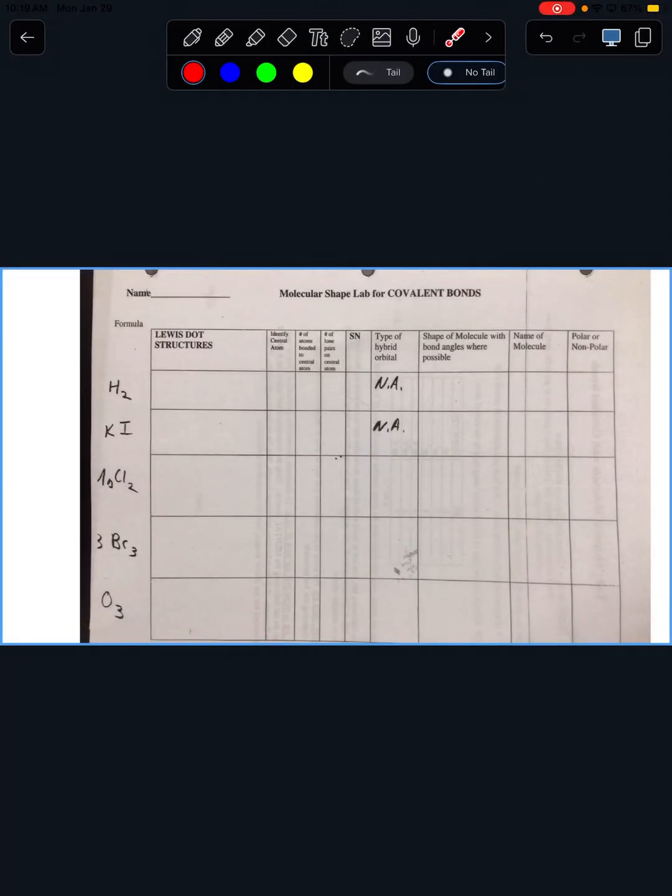All right, so I want to do the first three of them together, okay?